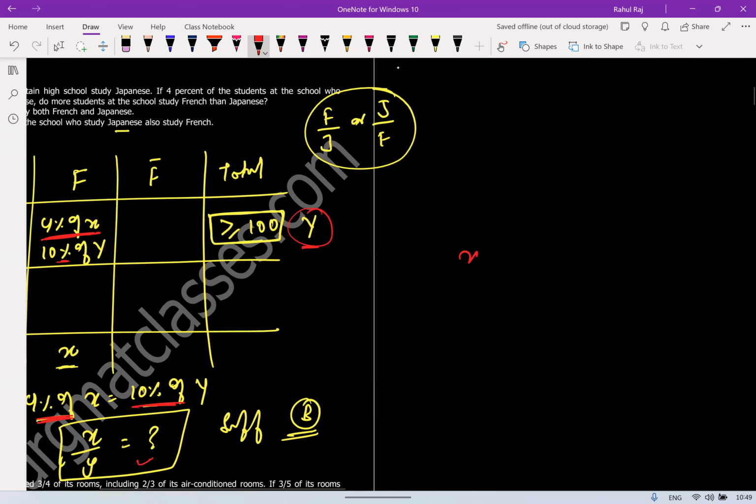Imagine X by Y is equal to half. So Y is equal to what? Y is twice X. Y has more people than X. If you get the ratio, you will be able to decide which is more and which is less, right? Okay.